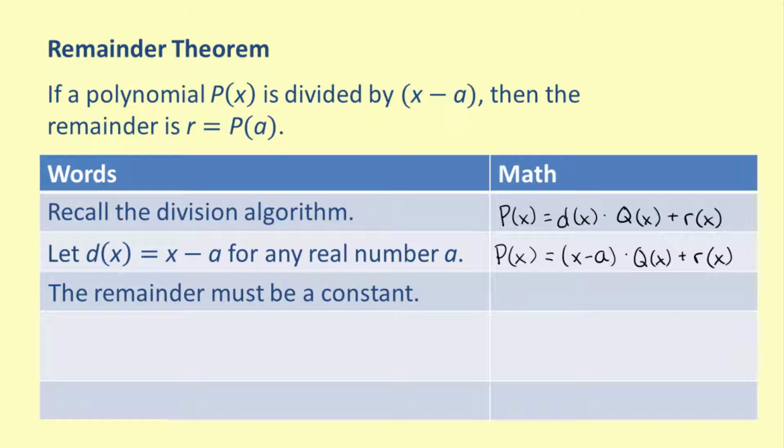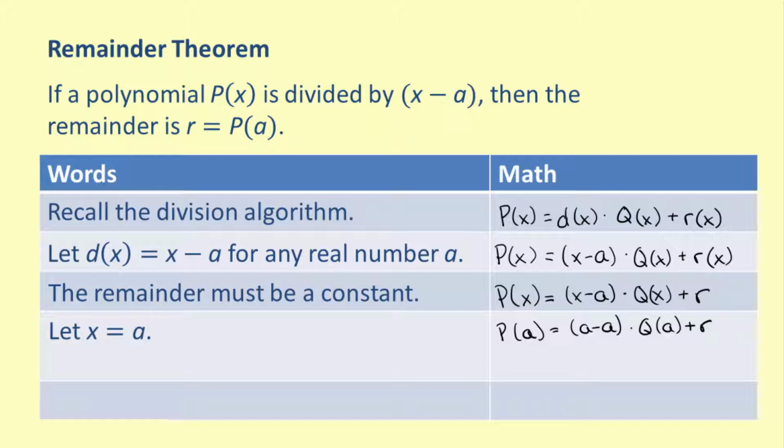Now, we can rewrite the equation as p of x equals the quantity x minus a times q of x plus r. Let x equal a and rewrite the equation as p of a equals the quantity a minus a times q of a plus r. Note that a minus a equals 0. Because 0 times q of a equals 0, we can simplify the equation to p of a equals r. Thus, we have obtained the remainder theorem.